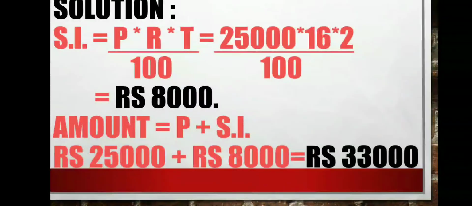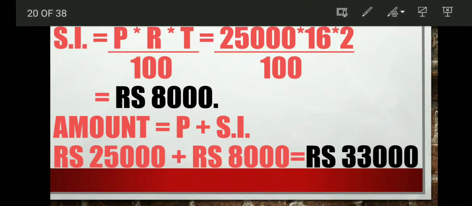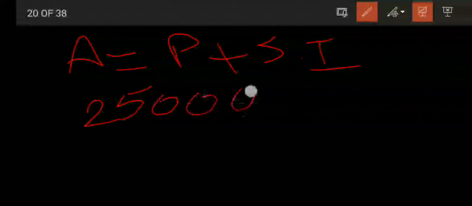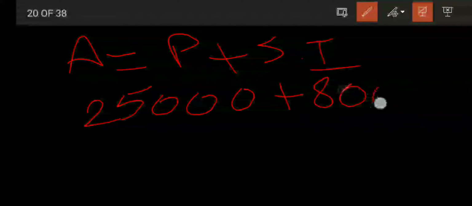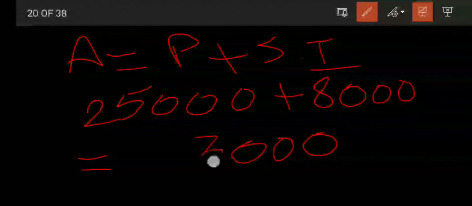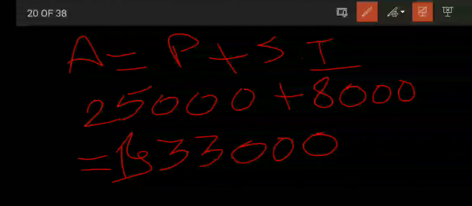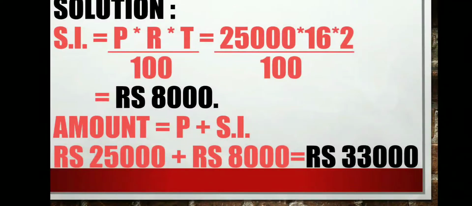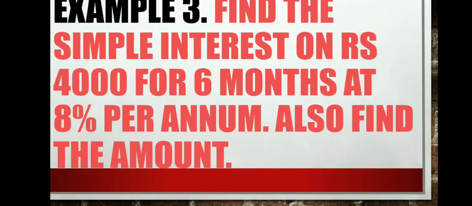Now we have to find out also the amount, that is principal plus simple interest. So amount equals principal plus simple interest. Principal is 25,000 plus simple interest, we've just calculated 8,000, that is equal to 33,000 rupees. Means Samar is going to pay 33,000 rupees to settle the loan account. Is it clear? Now come to example 3.